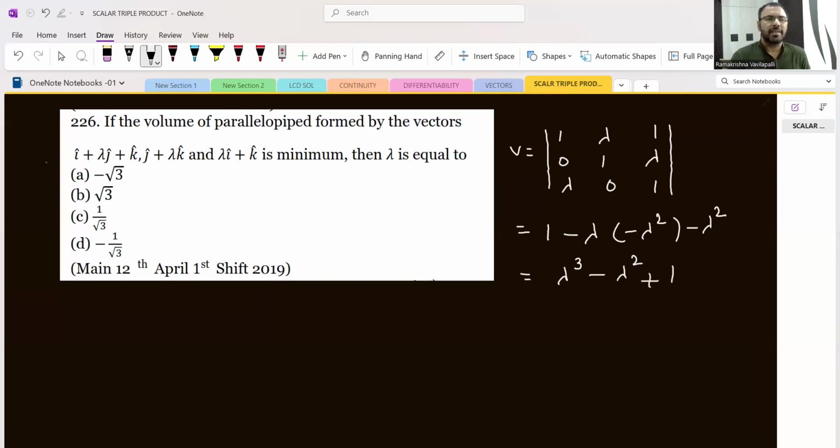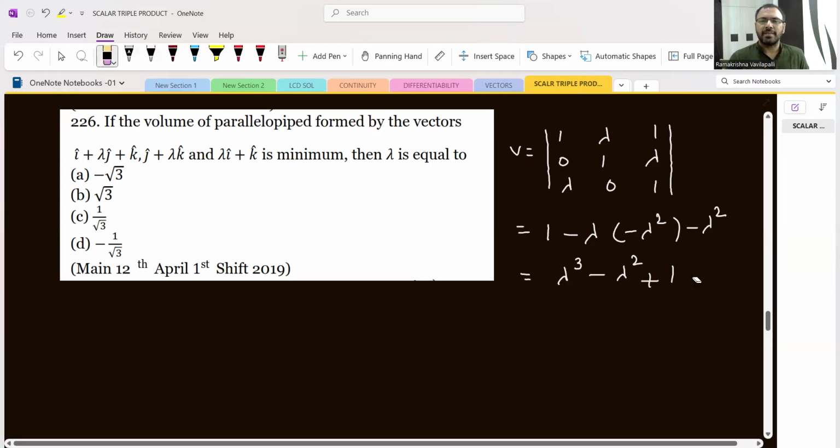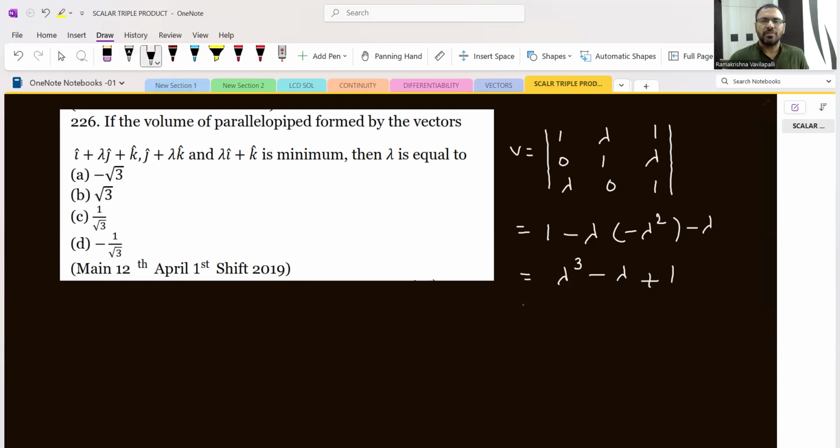Once again, let me check that. First vector is 1 lambda 1, second vector is 0 1 lambda, third vector is lambda 0 1, and 1 into 1 minus lambda into 0, lambda into, this is 0 minus lambda square, and plus 1 into, this is minus lambda. Oh, nice, I made a mistake here. This is only just this lambda. All right. Okay. So assume this is f of lambda.